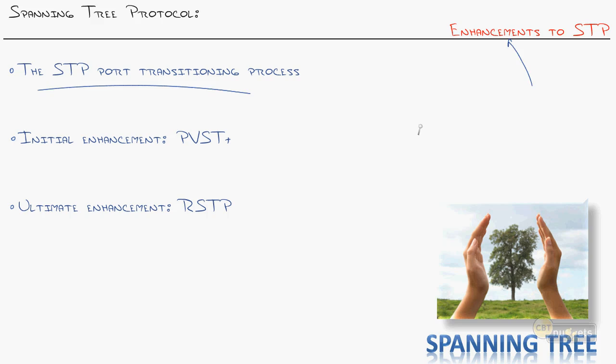We're going to look at how Spanning Tree's traditional port transition process works, and then we'll look at some of the enhancements. We'll look at something called PortFast. We'll look at per-VLAN Spanning Tree. And then we'll look at the ultimate enhancement, which is the standard today, Rapid Spanning Tree Protocol.